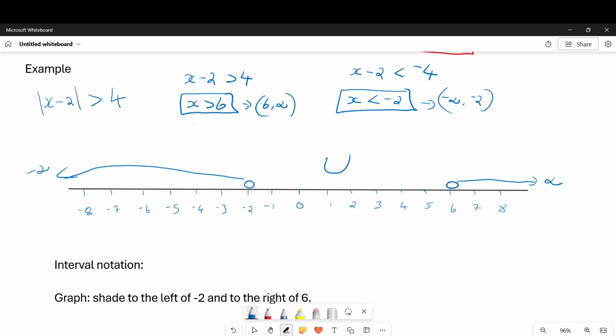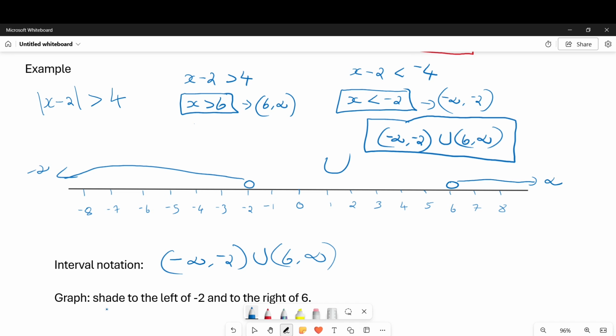So we can write minus infinity comma minus 2, the first range, union 6 comma infinity. It's very simple; don't make it complicated. Don't go step by step every time. While practicing problems, we will come to know how to jump to the solution. This is the interval notation. On the graph, we shade the left of minus 2 and the right of 6.